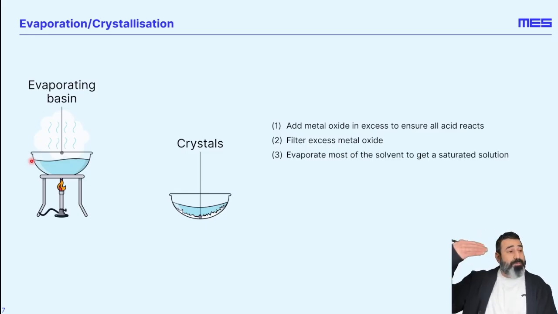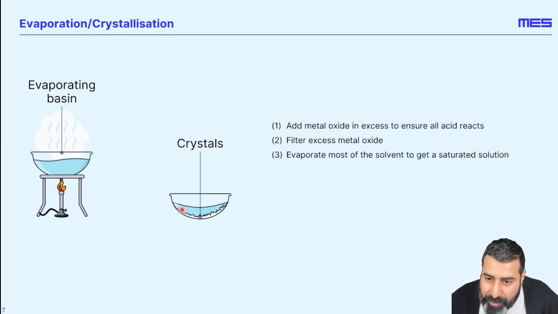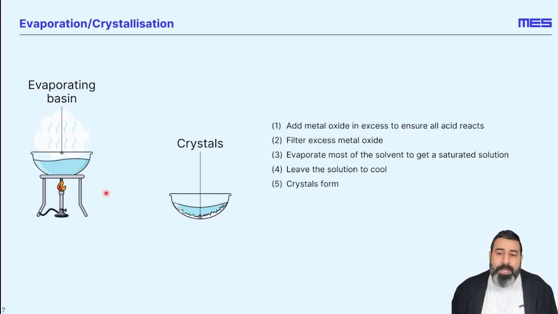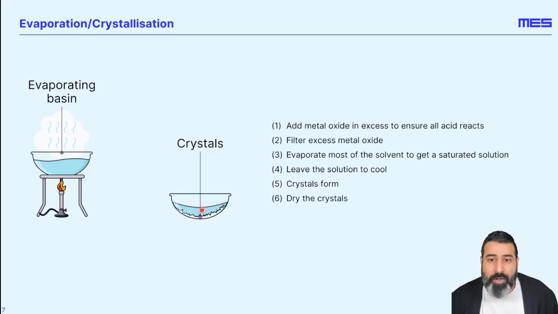What we're going to do is evaporate most of the solvent to get a saturated solution. So we're not getting rid of all of the solvent. So no more solid can dissolve in that solution. And then what we do is we leave the solution to cool, and things become less soluble the colder they get. So what starts to happen is crystals form. So it's no longer powdered, it's no longer a fine powder. We should get nice big fat crystals, and then we can just isolate the crystals and dry them on some filter paper.